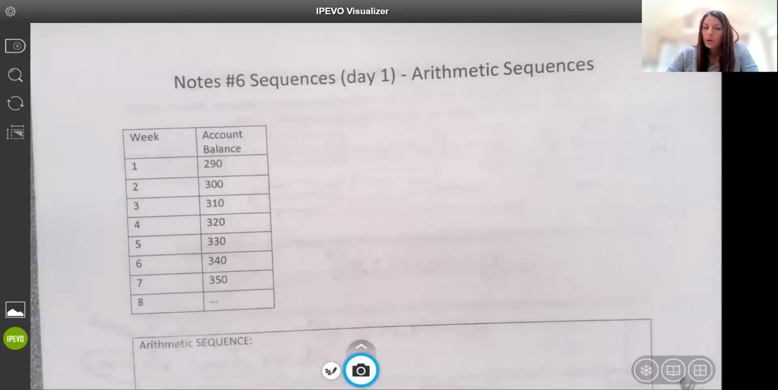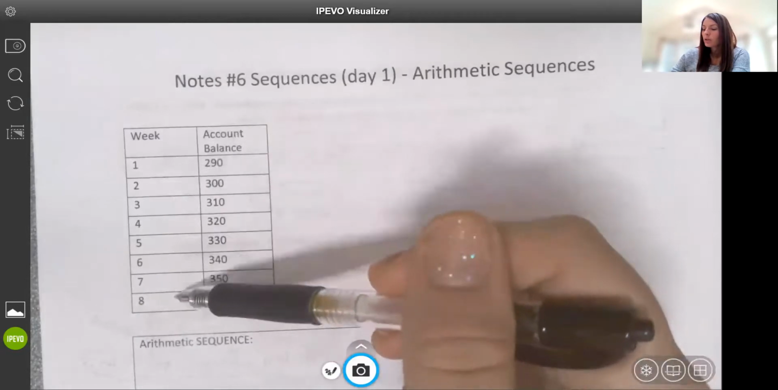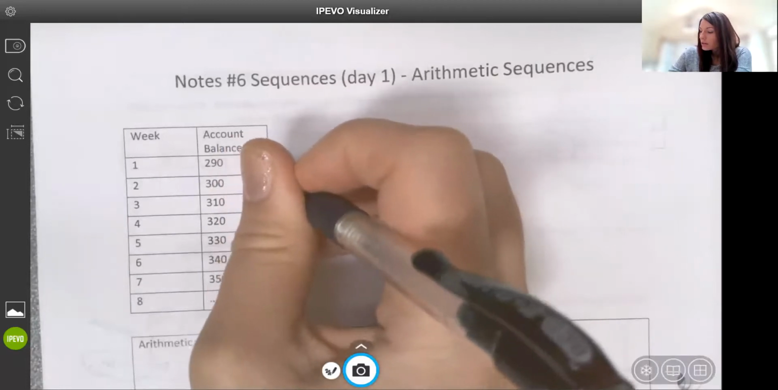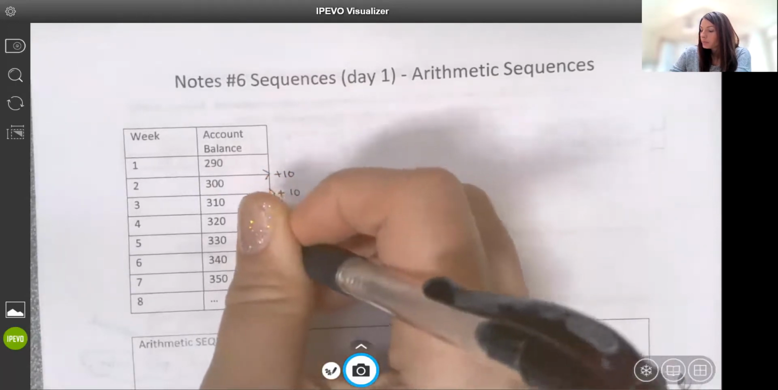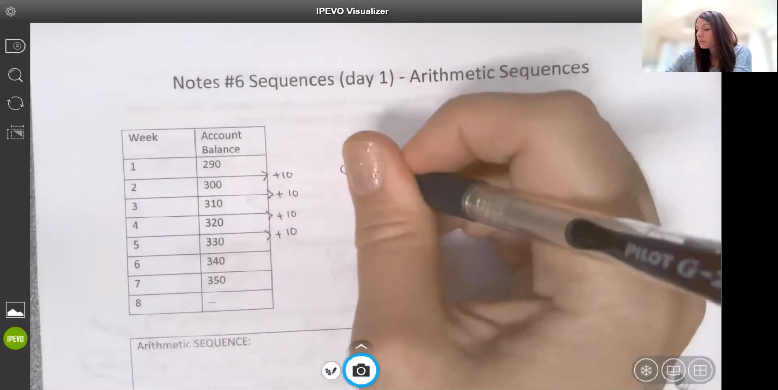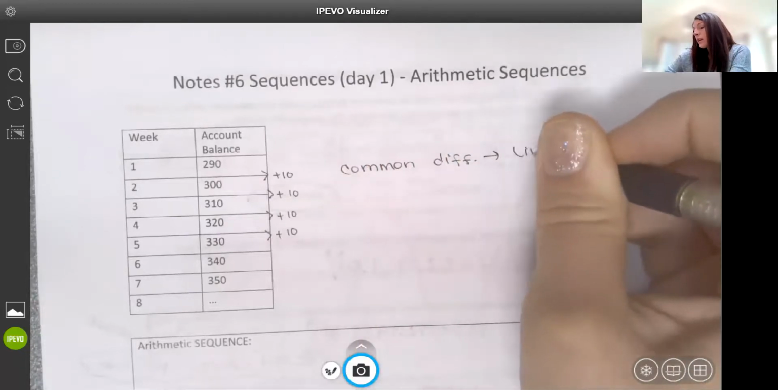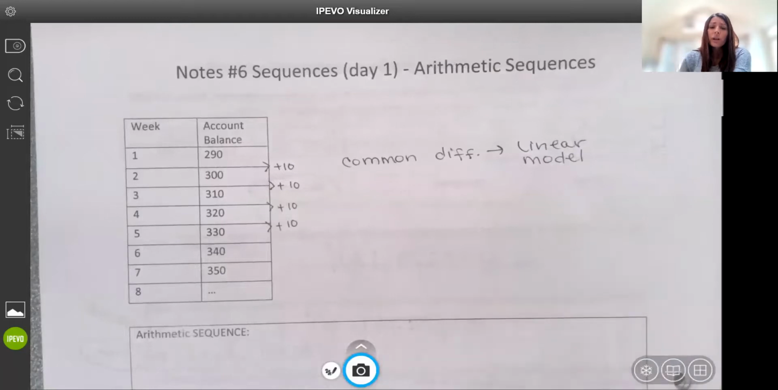So you can see in this table, if we go back to thinking about when we talked about modeling functions earlier this unit, here's number of weeks and an account balance. And we notice that there's $10 being added each week, okay? So there is a common difference, or this has a linear, it would be a linear model. And so our arithmetic sequences, they're a linear model.